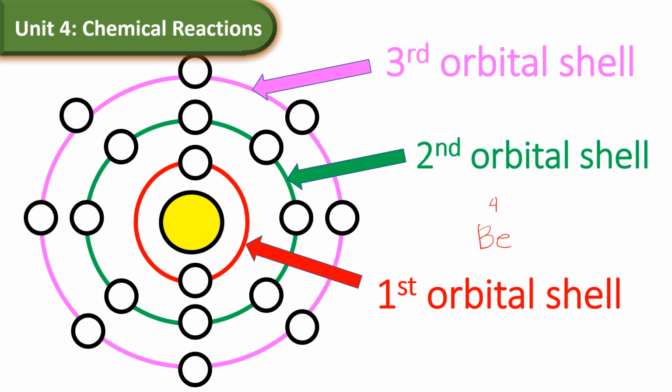So using your valence electron shell, we are going to complete these 4 electrons. I'll complete first the first orbital shell: 1, 2. So the first orbital shell is complete. It will now go to the second orbital shell. This will be my third electron, and then this will be my fourth electron. For further information about your valence electrons, please watch again part 3 of this video.